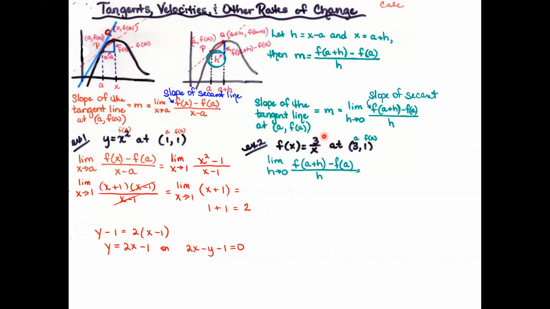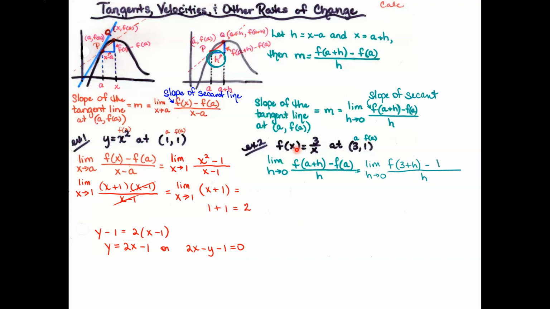All right, so this time they ask us to create the equation of the tangent line for f of x is equal to 3 over x at the point (3, 1). So to begin with, a is 3 and f of a is 1. So let's go ahead and plug those in. Let's plug in 3 for a, and then we'll put in 1 for f of a. So f of 3 plus h, what does that tell me to do? Well, it tells me to put 3 plus h in the place of x in the function.